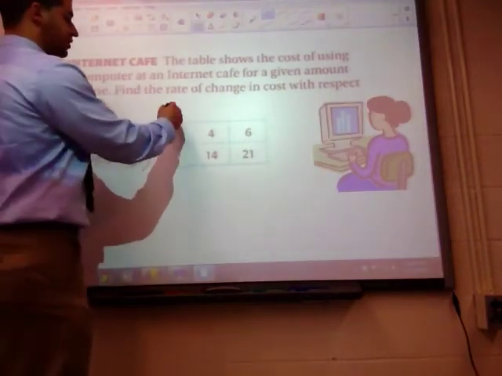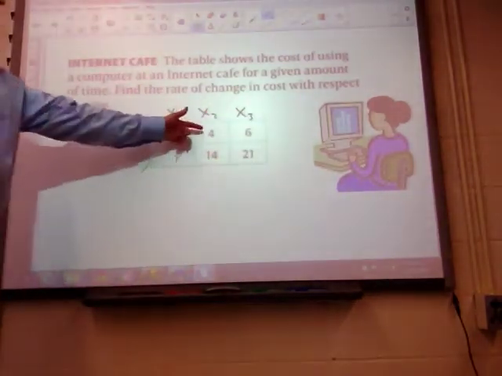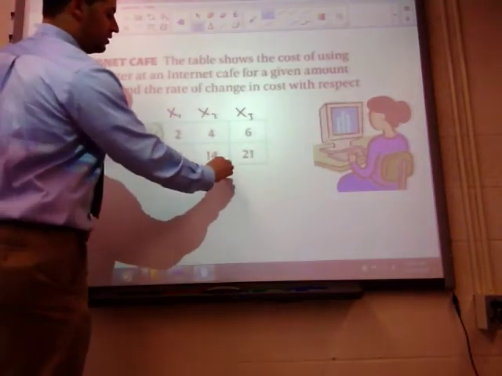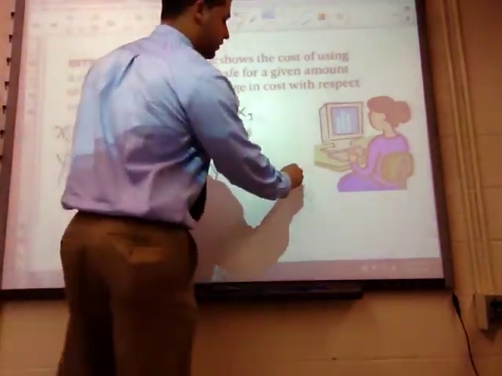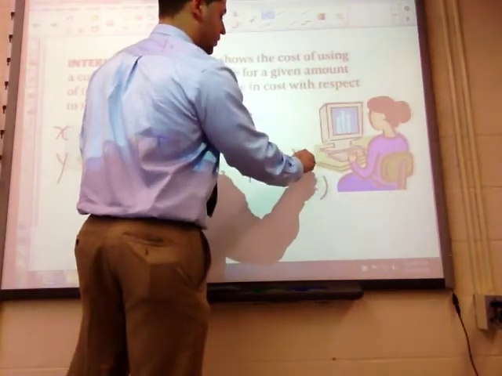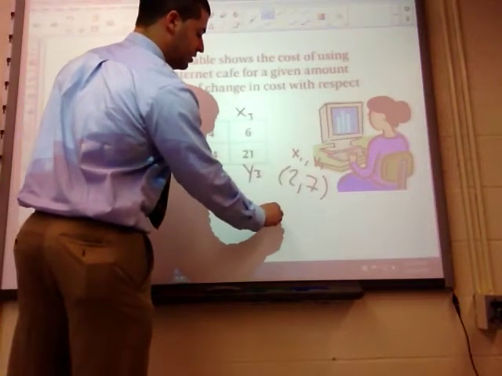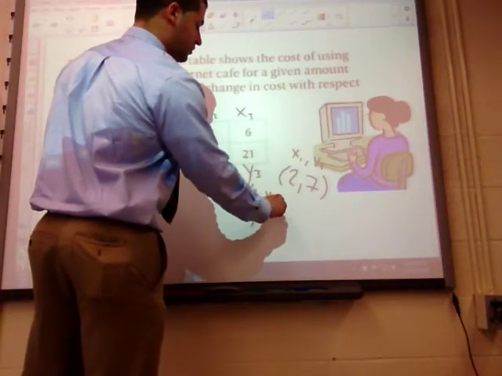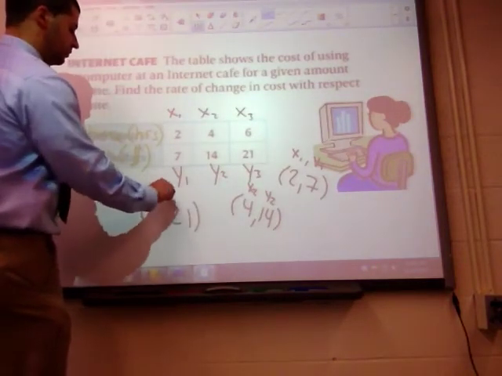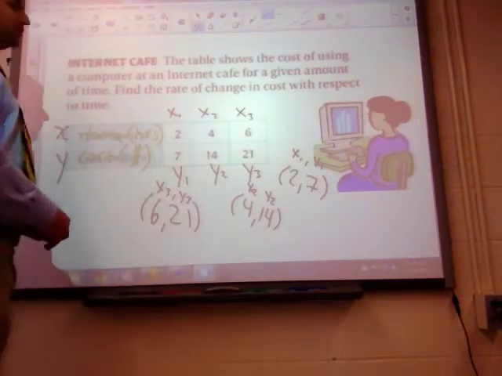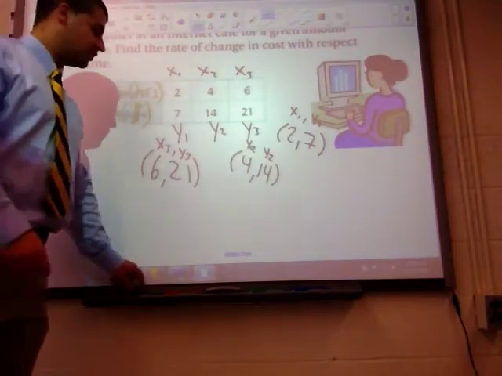So let's just label our points as we go along. Call this x1, x2, x3, just by the order we see it. The first x we see, second x, the third x. And so then the first y, the second y, and the third y. What these really are, they're a set of coordinates. So we have coordinate 2, 7, which is x1, y1. We have 4, 14, x2, y2, and 6, 21, x3, y3. So we have three different points that we can use, and we can find the slope using any of them.